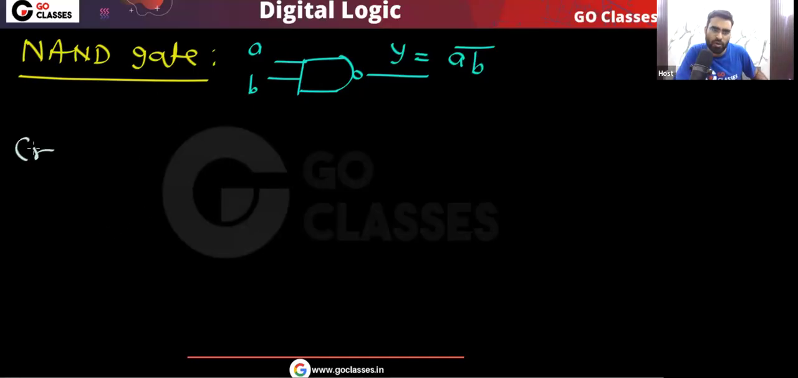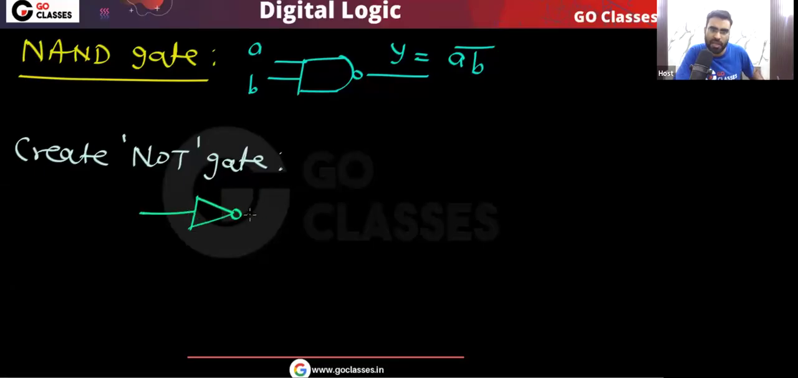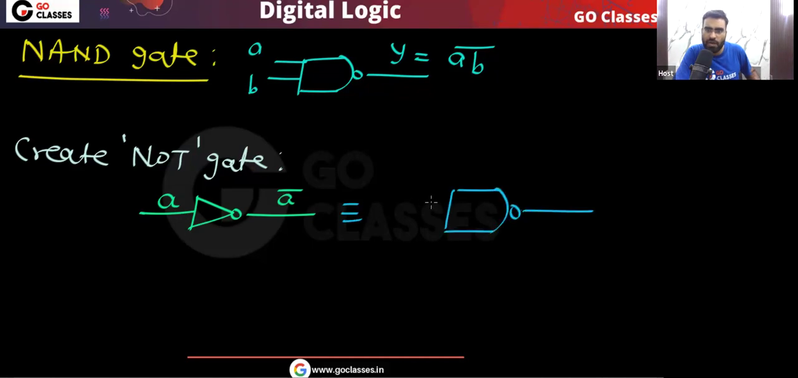So can you create NOT gate? Let's see how to create NOT gate. Remember, this NOT gate, A bar, I can easily create with help of NAND. Very simple. All I will do is basically give this A as both inputs of NAND.